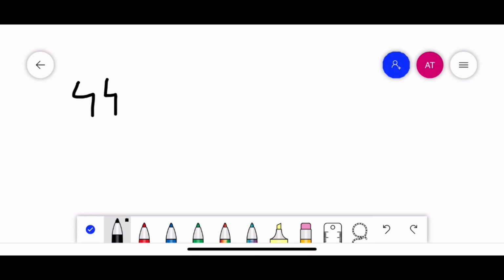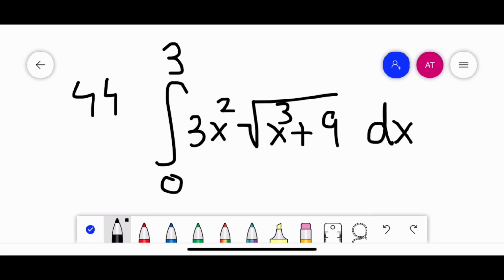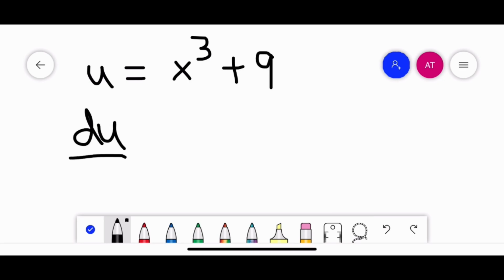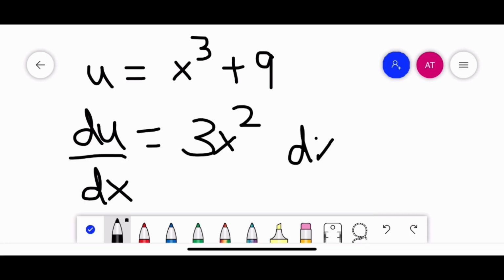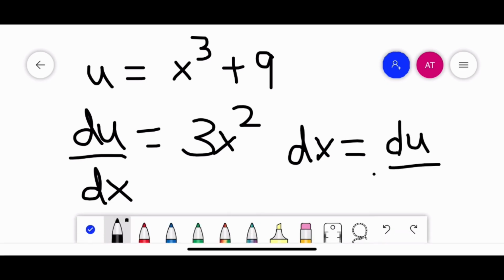So in question 44, they ask us to find the integral going from 3 to 0 of 3x squared radical x cubed plus 9 dx. So for this question, we have to use the substitution method. So we say that u is equal to x cubed plus 9. So then we derive it and it becomes du over dx is equal to 3x squared. Then what we have to do in the substitution method is make dx the subject of the equation. So dx is equal to du over 3x squared.